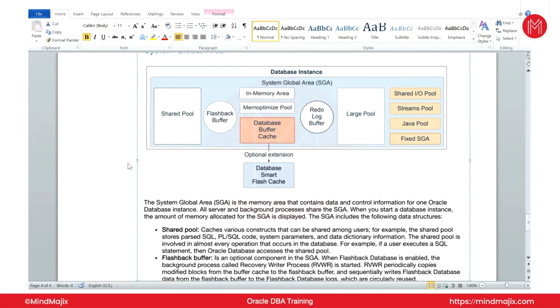So that's it for the day. Tomorrow we will be covering the SGA. We will go through all the sub-segments. What is the role of the shared pool? What is the role of the flashback buffer? The database buffer, redo logs, large pool, Java pool, fixed pool. We will understand all these components. And tomorrow or maximum one more day, we will understand SGA, PGA, and background processes. So two more days we will be working on architecture.